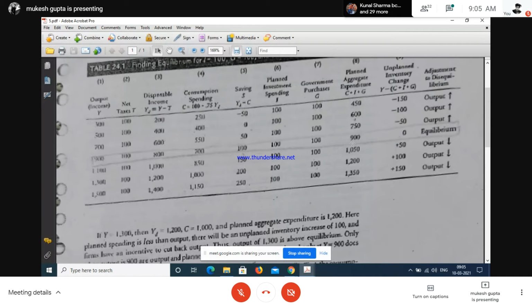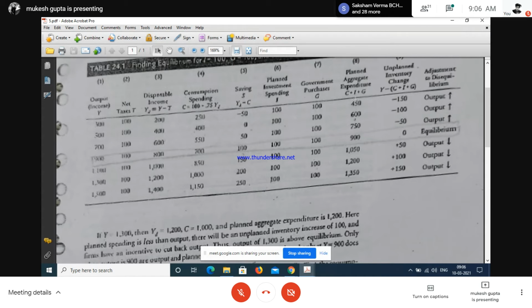What will happen if Y is not 900, let's say 300? So if Y is 300, net tax is fixed at 100, so disposable income is Y minus T, that is 200. And once we know the disposable income, 200, we can find out the consumption expenditure. Consumption expenditure is 100 plus 0.75 into YD; disposable income is 200, so just put it in, 250. And you can find the saving, which is minus 50. Investment we have been given, that is 100. Government expenditure also we have been given, 100. So just add consumption expenditure plus investment expenditure plus government expenditure, that is the aggregate expenditure, 450.